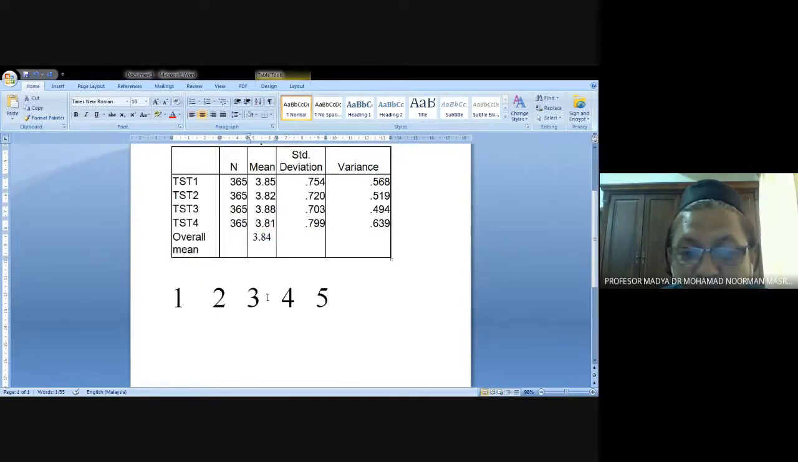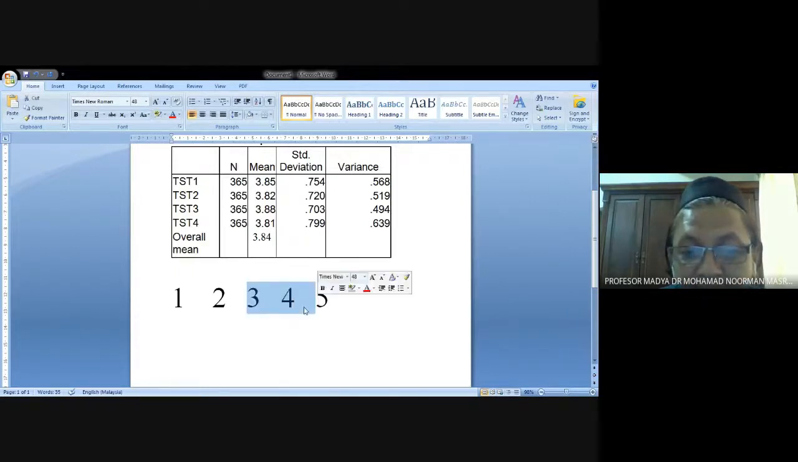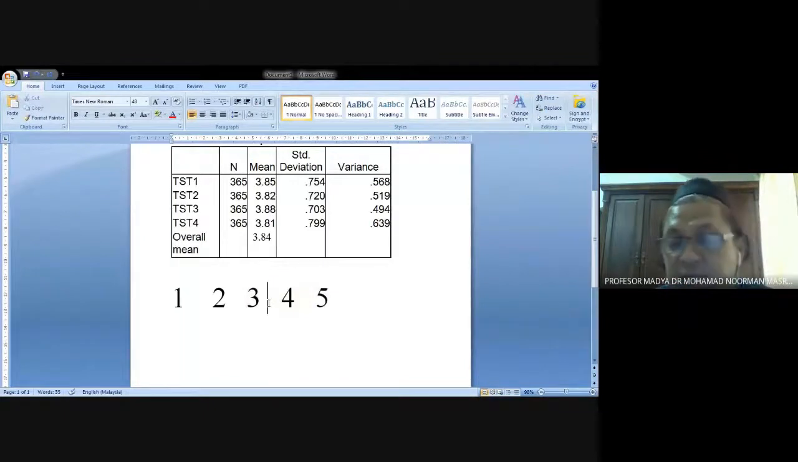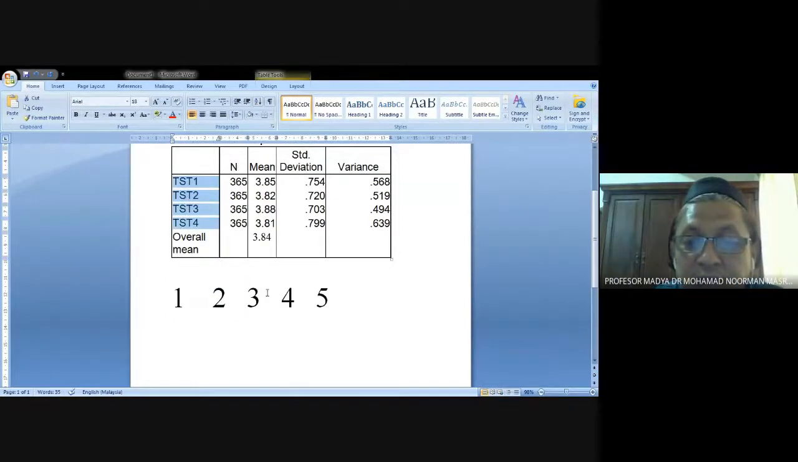Okay, now here 3.84. So 3.84 is actually here. Now 3 is what? 3 is undecided. So anything above 3 means the respondent is telling that they agree. Anything less than 3, the respondent, the user or customer are telling that they disagree. So this is about trust. So here the value is 3.84. So how do you interpret this?